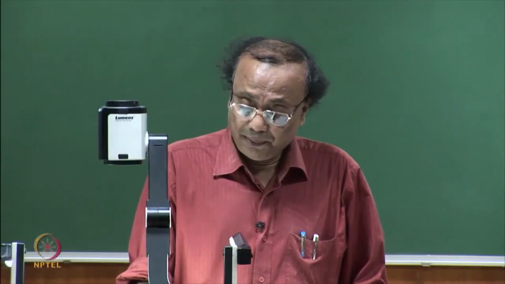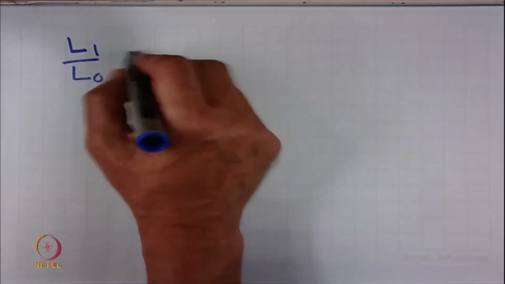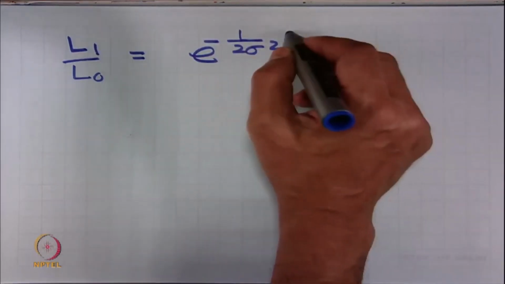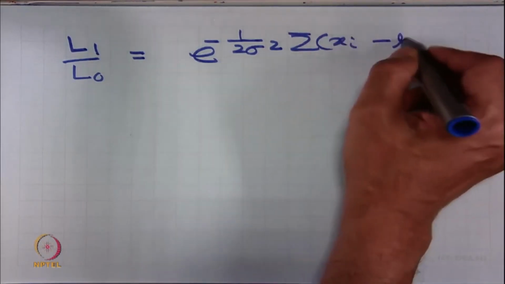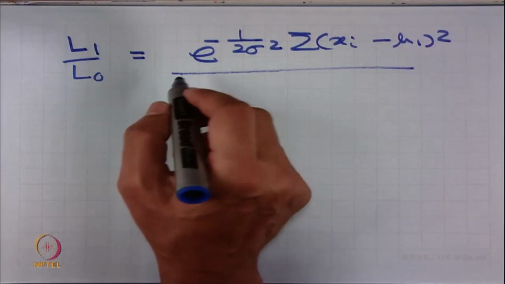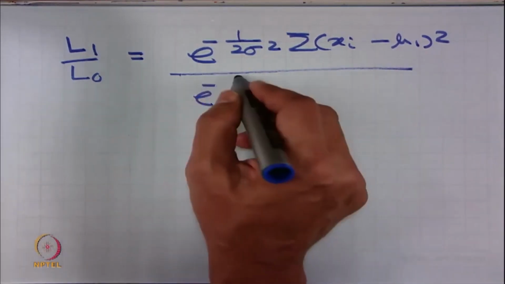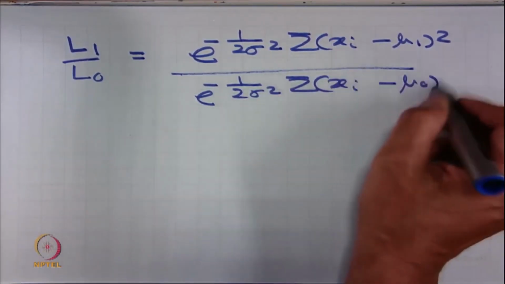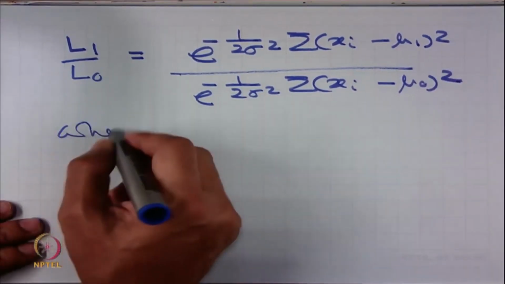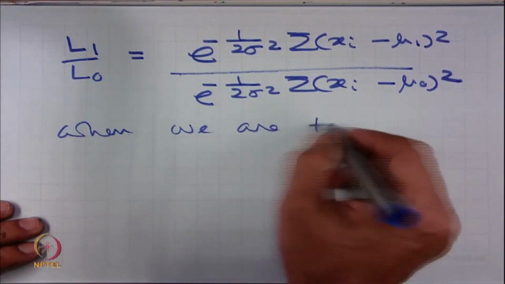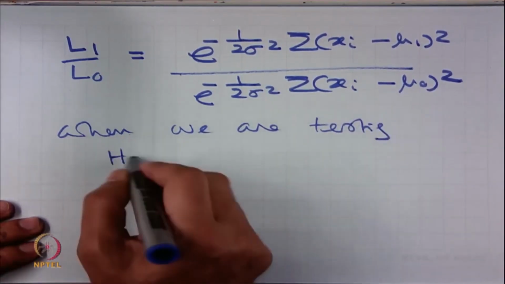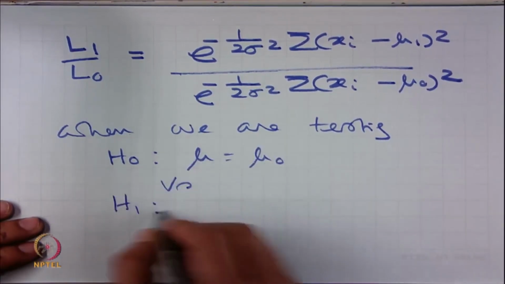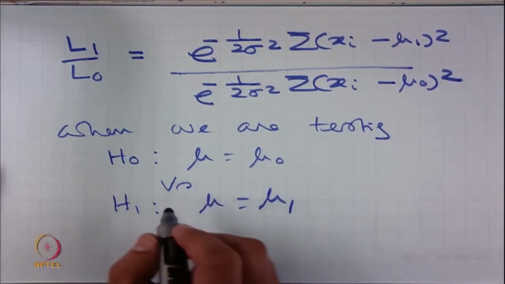So, L1 upon L0 is equal to e to the power minus 1 upon 2 sigma square into sigma xi minus mu 1 whole square upon e to the power minus 1 upon 2 sigma square sigma xi minus mu naught whole square when we are testing H naught mu is equal to mu naught versus H1 mu is equal to mu 1.